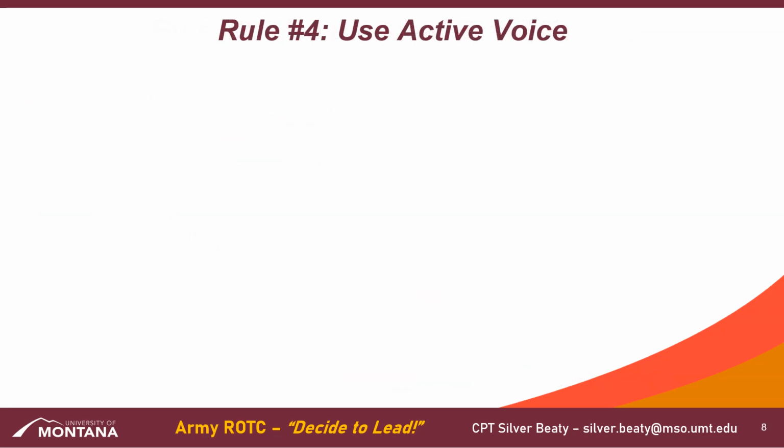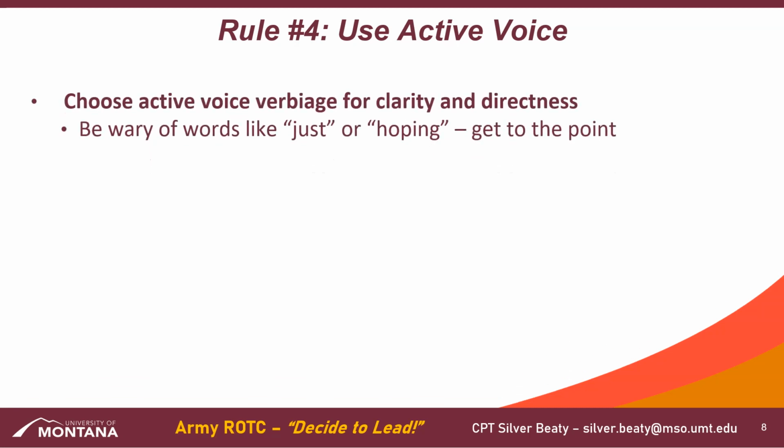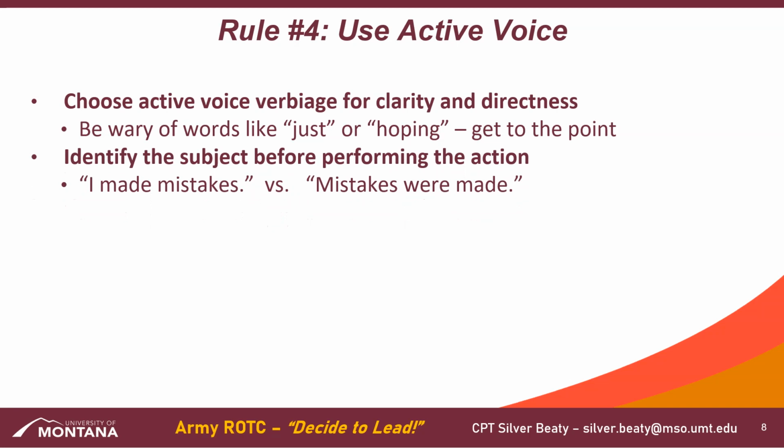Next, the idea of using active voice. Choose active voice verbiage for clarity and directness. That's why we utilize that. We want to be wary of words like "just" or "hoping," aka just get to the point. You also want to identify the subject before performing the action. That's how active voice works. So rather than saying "mistakes were made," we're going to say "I made mistakes." That's an example of utilizing active voice.